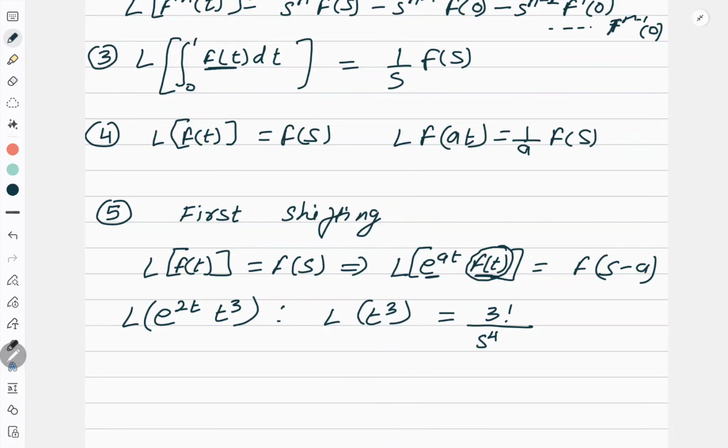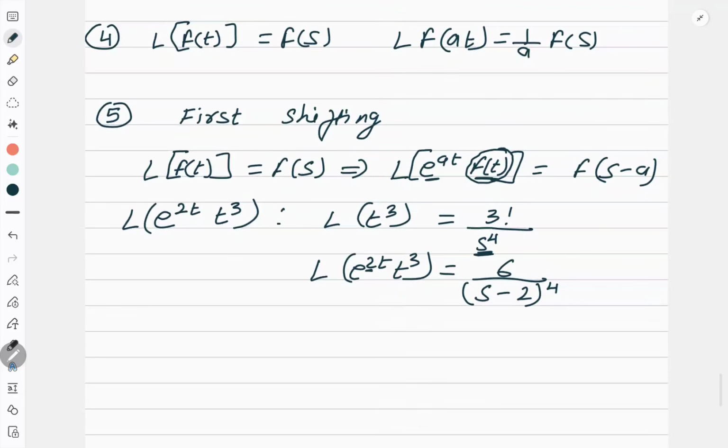Correct? So Laplace transform of e to the power 2t t cube will be equal to 6 upon (s minus 2) to the power 4. Only in place of s you have to write s minus a. That's it. Okay. Same way, if I ask you what is Laplace transform of e to the power minus 2t t.